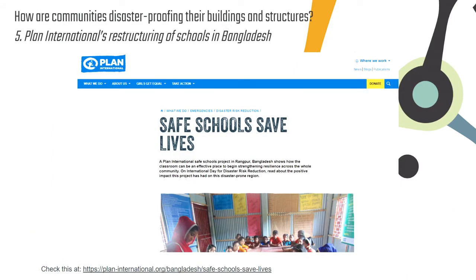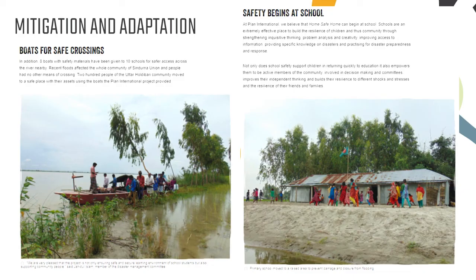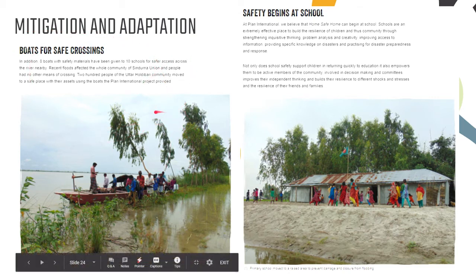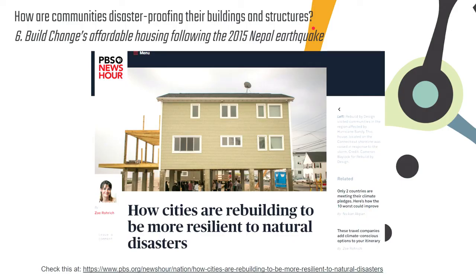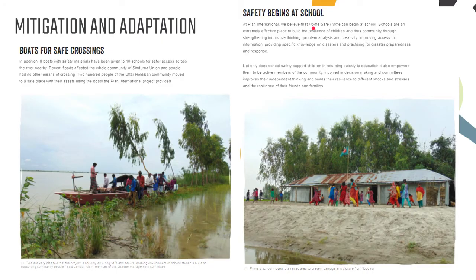Then I've mentioned Plan International, Plan International's restructuring of schools in Bangladesh. We've looked into this. The most important thing that they look into is to educate the communities about safety against disasters. You could check this out. These are just some of their programs for Bangladesh. That includes boats for safe crossing in case of flood or earthquakes or any disaster, educating the students at school, and many more. You can all look into that.